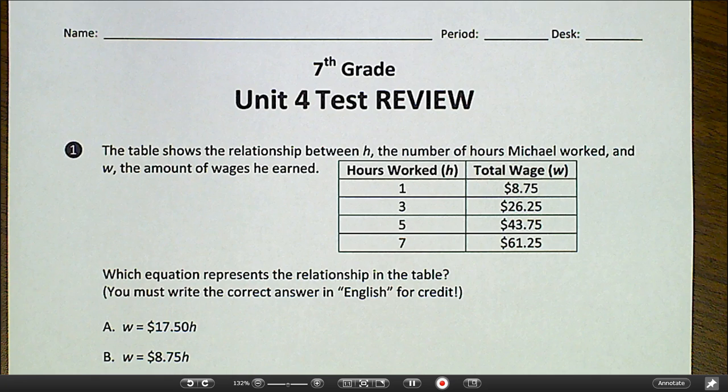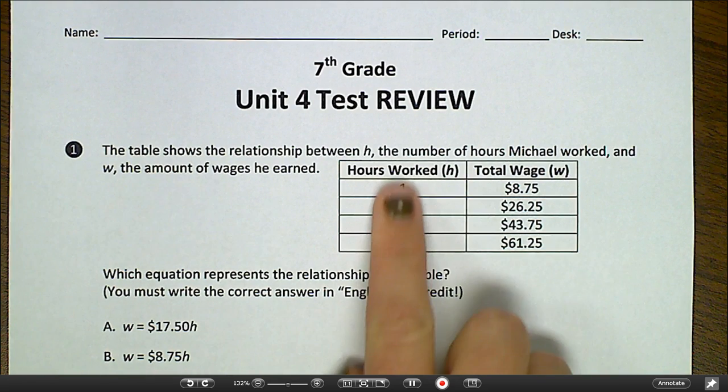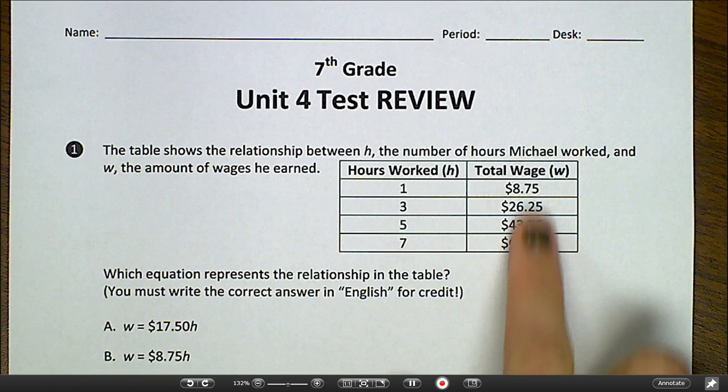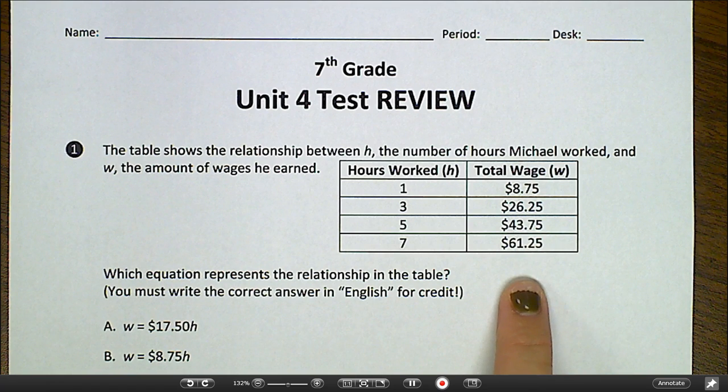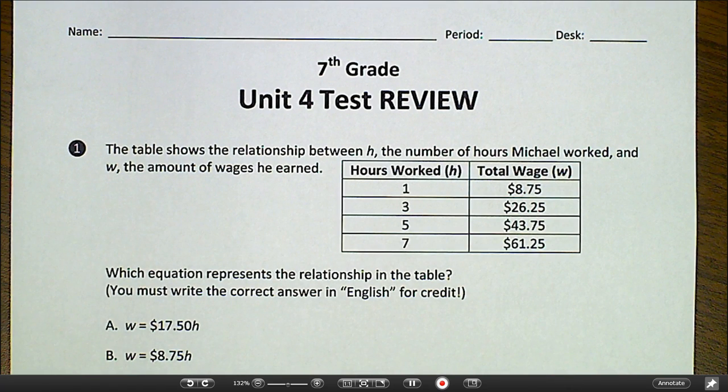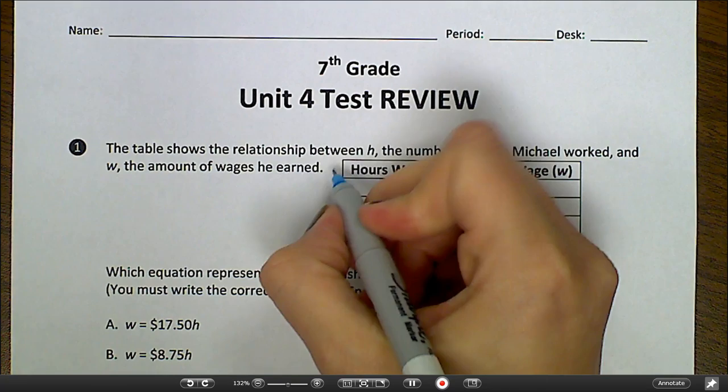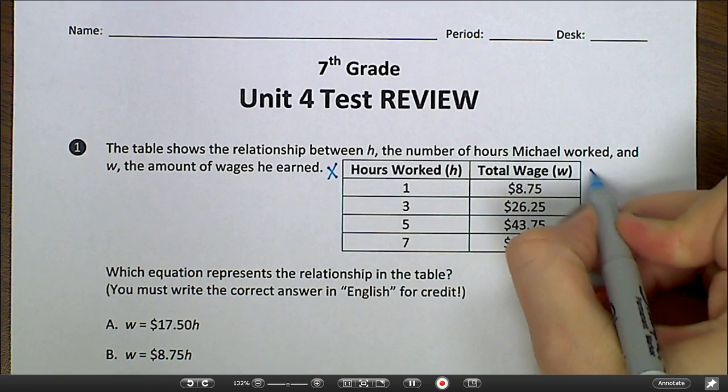So again, feel free to pause, rewind, do whatever you need to do so that you can be successful. So let's start with number 1. The table shows the relationship between H, the number of hours Michael worked, and W, the amount of wages he earned. So we see that we have his hours worked and we have his wages. And if I were going to label this, these would be my X values and these would be my Y values.